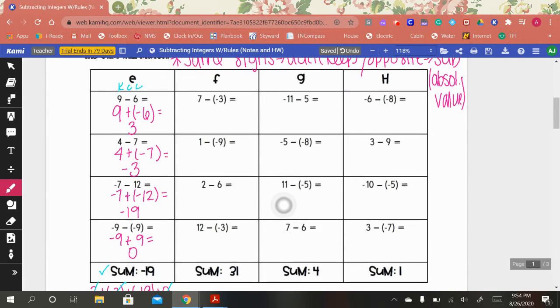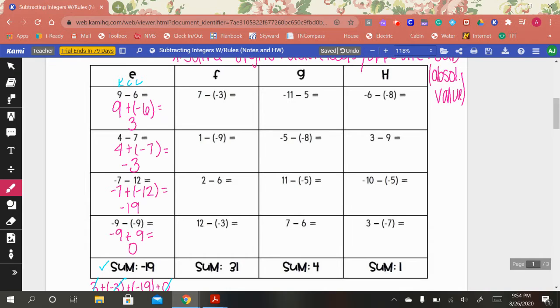Scrolling back up here to the next problem, we have 7 minus -3. So again, I'm going to keep change. 7 plus 3. These are same signs, so we just add and keep the sign. 7 plus 3 is 10. Both of them are positive, so my answer is positive. Next one, 1 minus -9 is going to be keep 1, change it to addition, change -9 to +9. And 1 plus 9 is, again, 10, and it's going to stay positive.